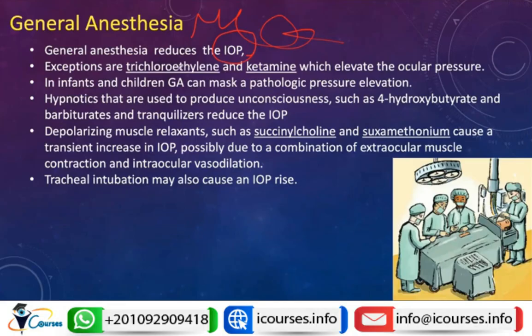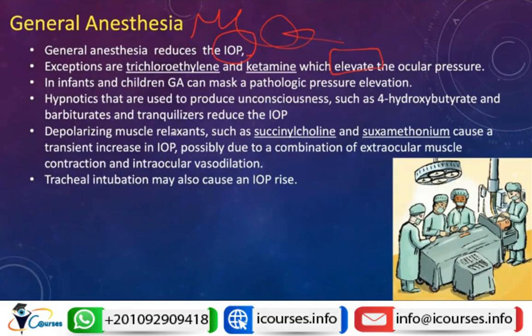But there are exceptions, like trichloroethylene and ketamine. All these agents will cause elevation of the intraocular pressure. Most anesthesiology doctors know this information, so they usually don't use ketamine and trichloroethylene for general anesthesia, as they should know that they cause an increase of the intraocular pressure.